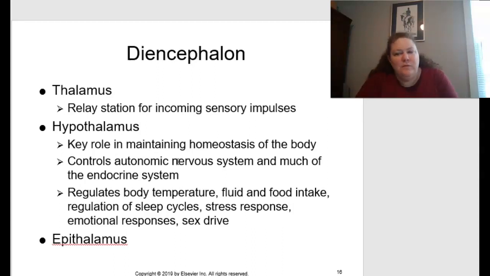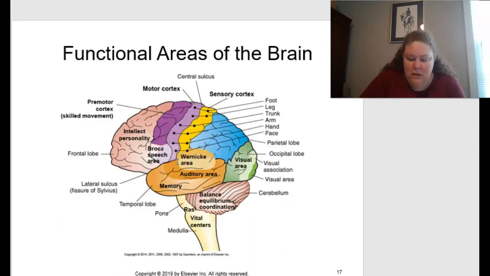And so remember, from day one, we have really stressed what homeostatic levels are. Hypothalamus is key, okay? So this is going to control the autonomic nervous system and much of the endocrine system, and it's going to work to regulate the body temperature, the fluid and food intake, the regulation of our sleep cycles, our stress responses, our emotional responses, and our sex drive. And then we have our epithalamus as well.